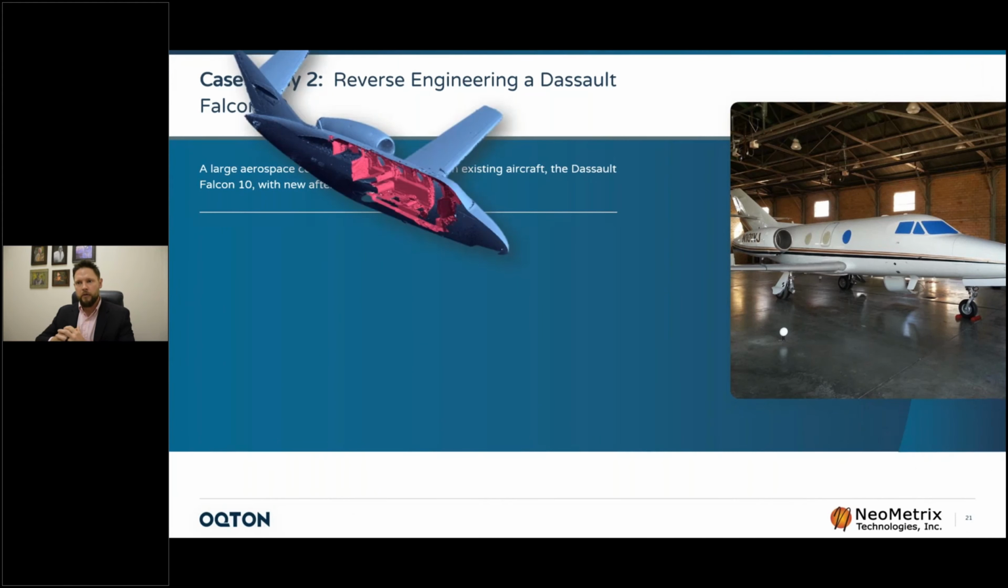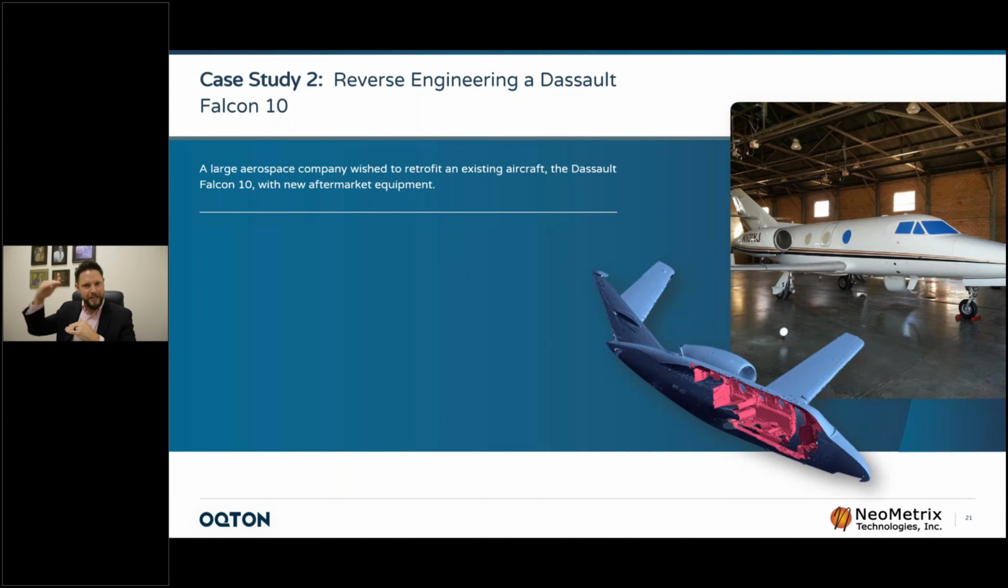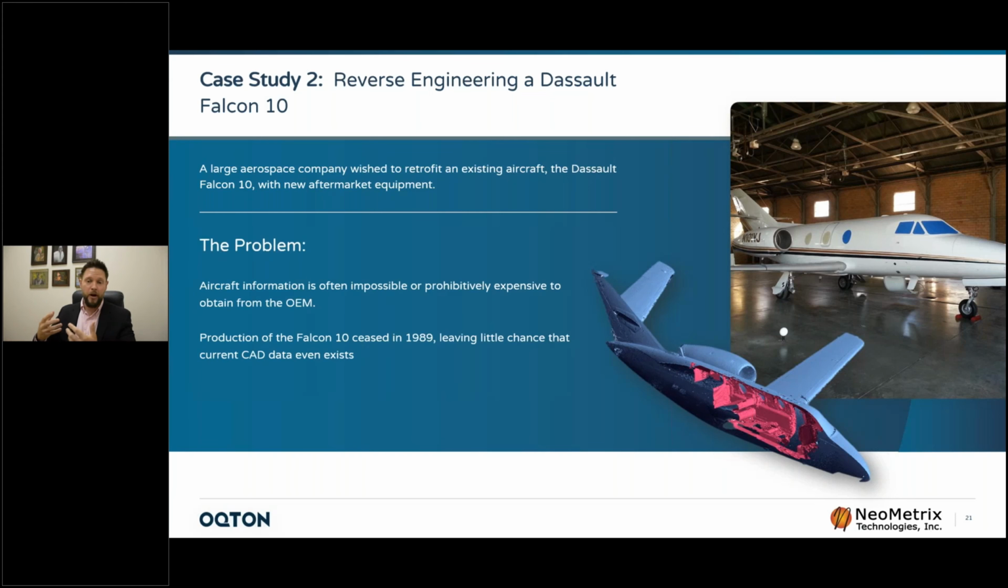Case study 2, reverse engineering a Dassault Falcon 10. So where we're taking that step up in magnitude of part size and we're doing an entire aircraft, right? So in this instance, a large aerospace company wished to retrofit an existing Dassault Falcon 10 with new aftermarket equipment. The problem with that, one, getting a whole plane CAD file is very expensive or impossible to get from the manufacturer. The other issue we run into, this plane stopped production in 1989. So only a year after I was born, the chances of a really good complete CAD file even being available is very, very small.